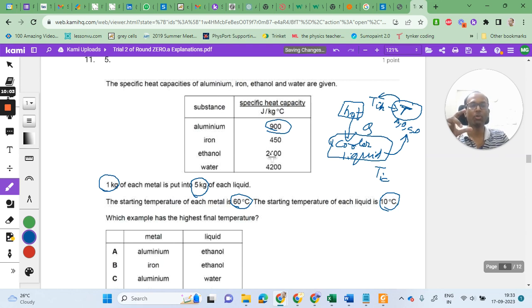So it should have a low specific heat capacity. So the same heat, when it is given to the mass of liquid, raises its temperature by a large amount, because the heat required to raise its temperature by unit value is less. So out of these two, which is less specific heat capacity? Obviously ethanol. So 900 and 2400. So aluminium and ethanol is the answer, which is option A.